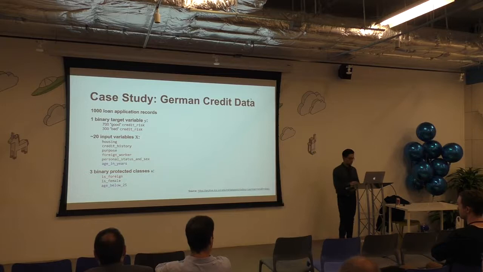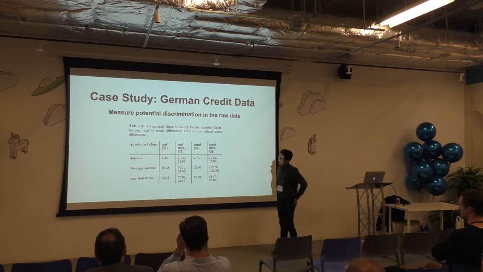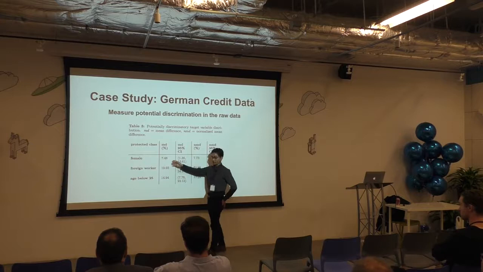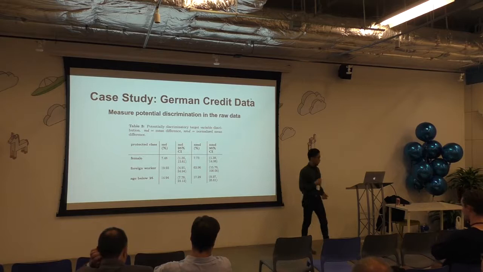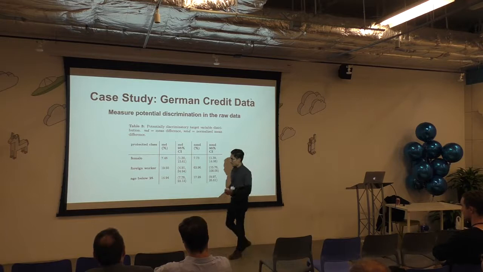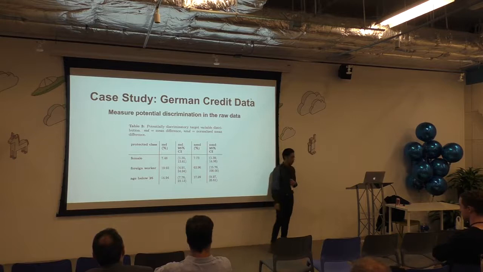OK, so the first thing, as I mentioned: are there discriminatory patterns in the data? According to mean difference, it seems like there is. With respect to the female protected class, your mean difference is 7%, which is basically saying that women experience, what's the target variable? All right, good credit risk. So women are labeled as bad credit risk at a 7% higher proportion than men. And the effect sizes for foreign worker and age below 25 are much higher. This is just, I guess, the nature of the data set.